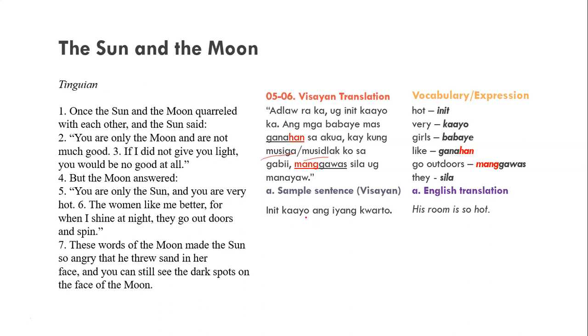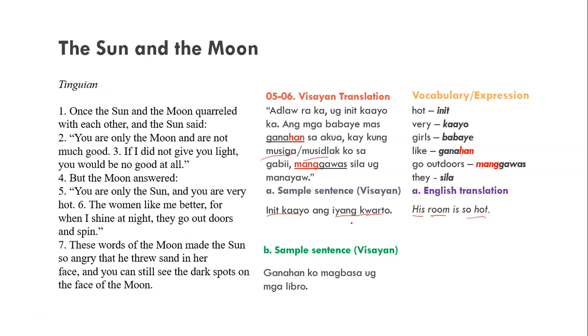So we'll translate one by one. Init kaayo is so hot or very hot. Iyang kwarto is his room. Kwarto is room. And ang here is the marker for the noun or the subject, iyang kwarto.